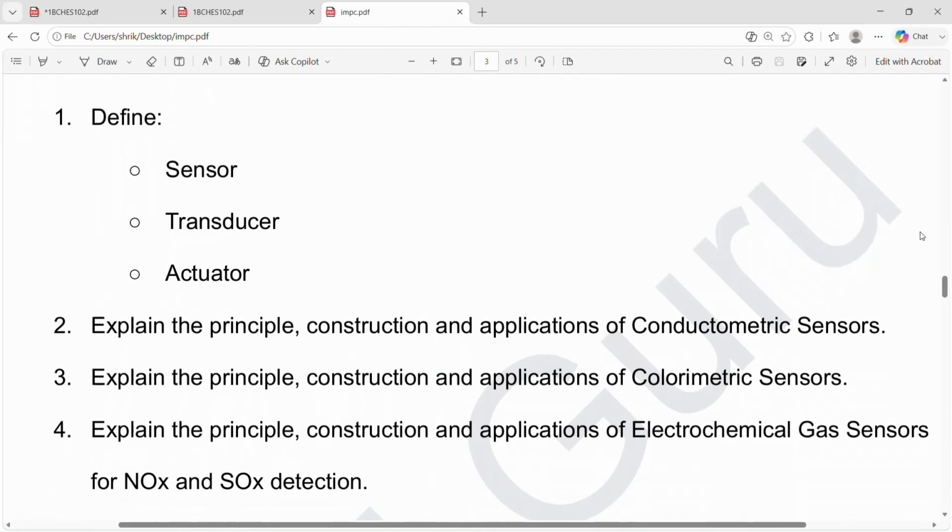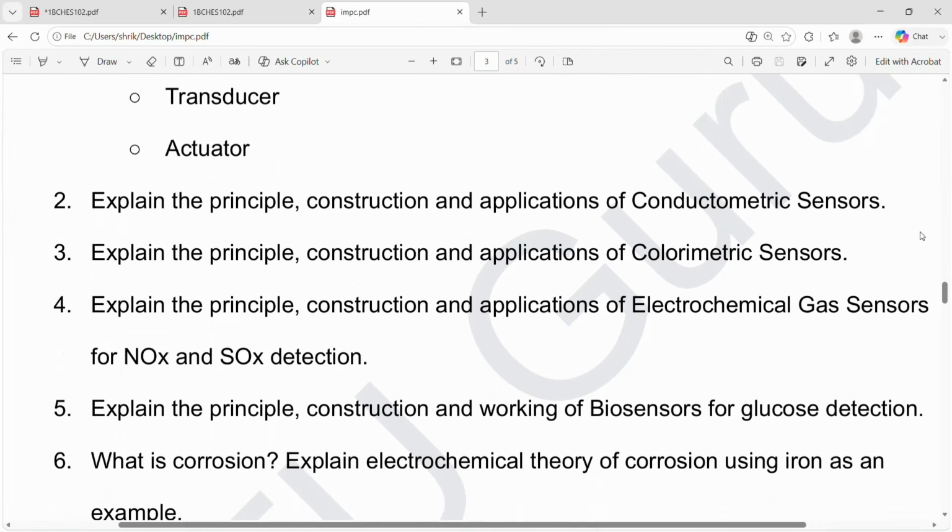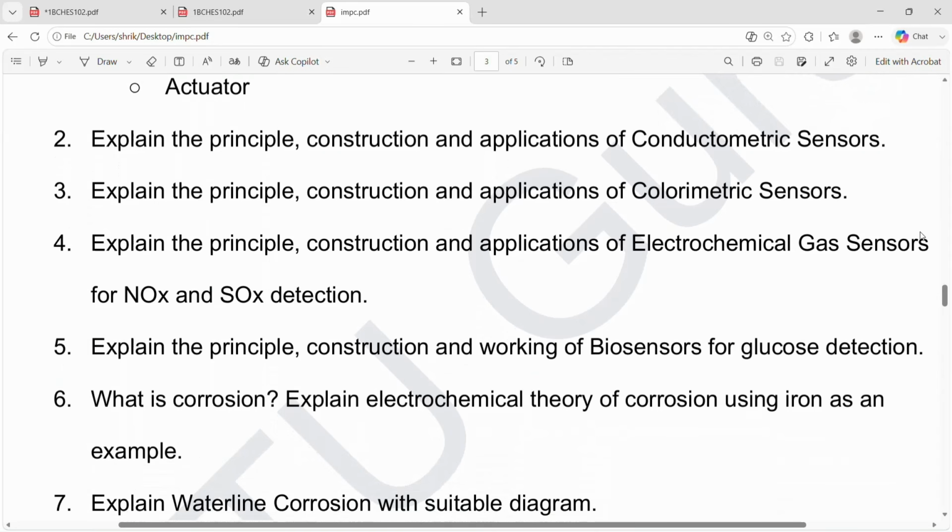Explain the principle, construction and applications of colorimetric sensors. Explain the principle, construction and applications of electrochemical gas sensors for NOx and SOx detection. Explain the principle, construction and working of biosensors for glucose detection.